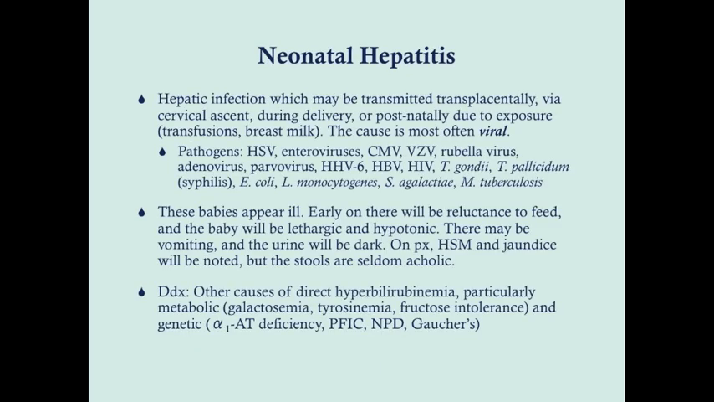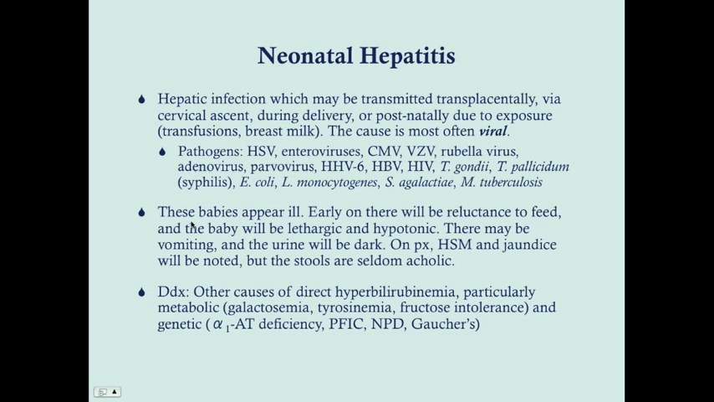Neonatal hepatitis is a hepatic infection that can be transmitted transplacentally. It can also be transmitted via cervical ascent. So it can be sexually transmitted. It can be during delivery, or it can be postnatally by exposures to blood transfusions or contaminated breast milk. The cause is most often viral. So you can look at all of these different causes. Herpes simplex virus and enterovirus tend to be the most problematic, the most virulent, so to speak. Some of the other causes include toxoplasmosis, syphilis, E. coli, listeria, group E strep, mycobacterium.